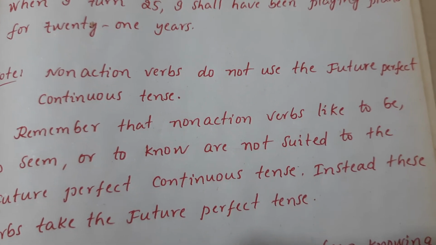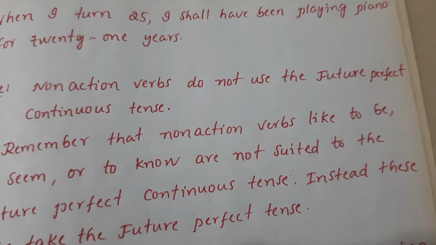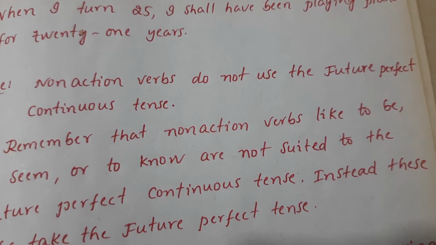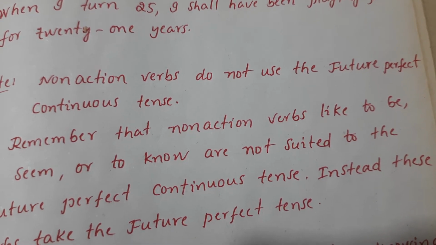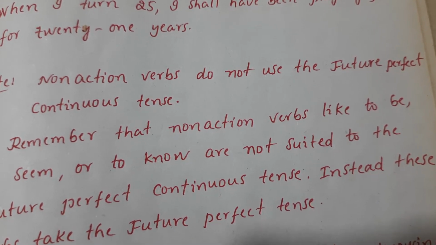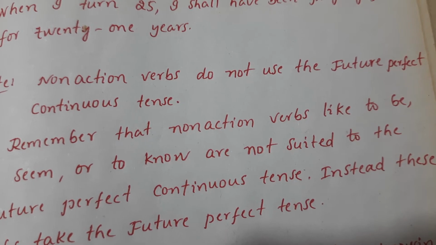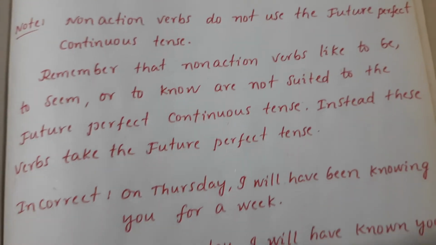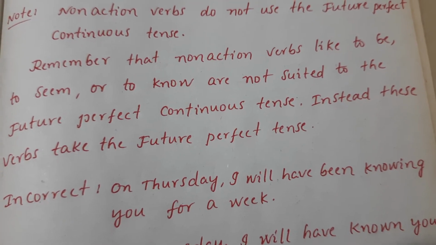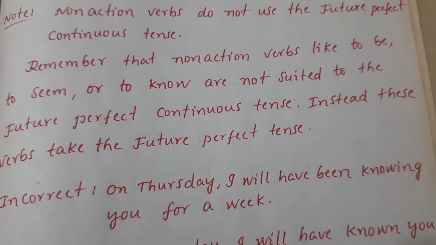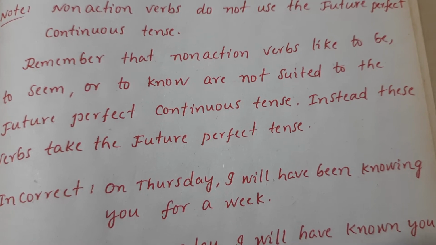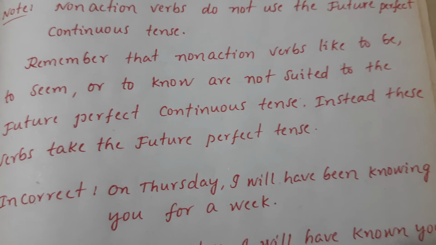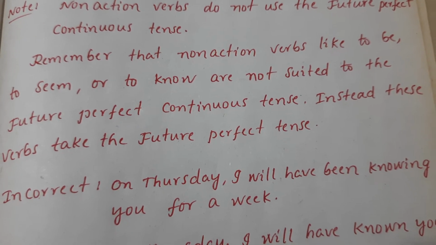Note: non-action verbs do not use the future perfect continuous tense. Action words will be there, and the words which describe state of being will be there. The words which describe state of being are called non-action verbs. Remember that non-action verbs like to be, to seem, or to know are not suited to the future perfect continuous tense.